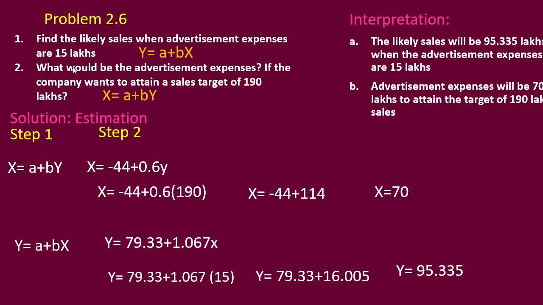And the second one, what would be the advertisement expenses? That means we have to find the x value. So the x value is 70. So advertisement expenses will be 70 lakhs to attain the target of 190 lakhs rupees of sales. So it's just a recoding of your problem. The major task that you should remember is coding.